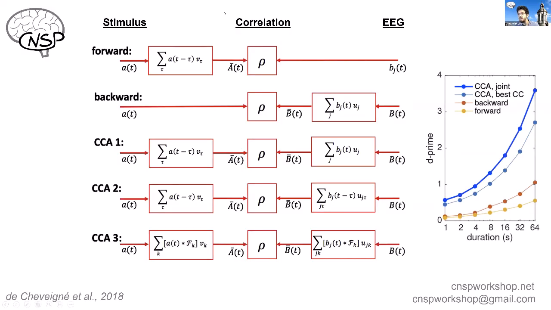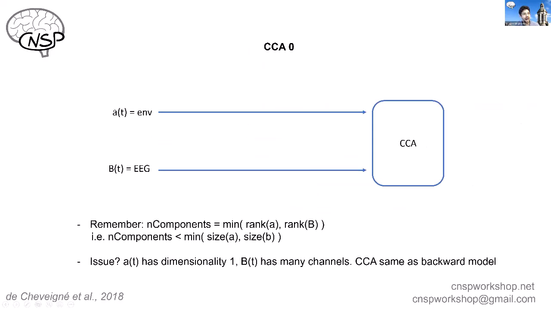Here on the right, if you calculate the D prime measure, which I'll explain in a minute, the backward model is a bit better than the forward model because you're combining all electrodes at once. Then you get CCA for the single best component, and then this joint CCA with all or multiple components, and you get something that is better. This just tells you how good it is, and the duration I'll explain in a second.